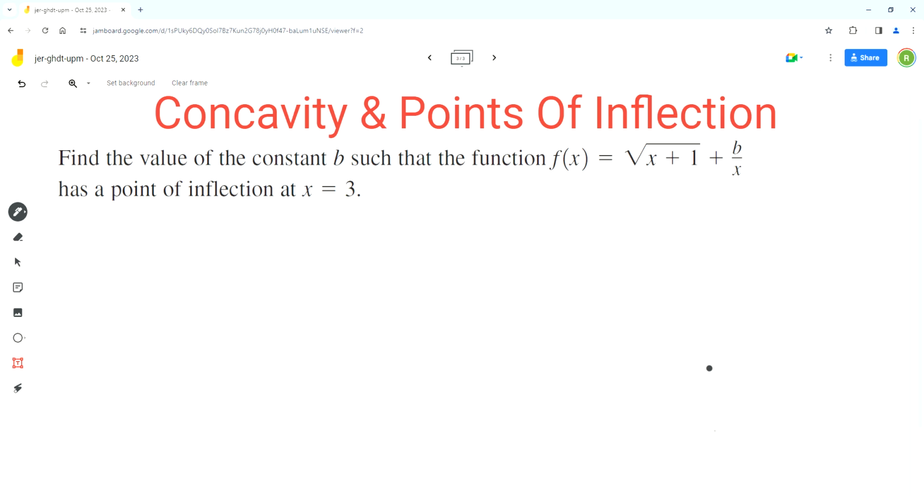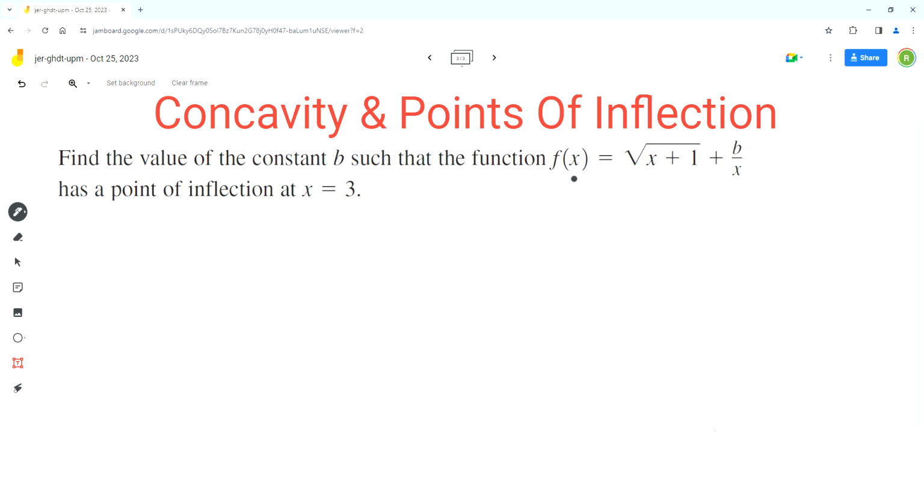So in this video, we'll solve this problem using the concepts of derivatives. As per the problem, find the value of the constant b such that the function f of x equals square root of x plus 1 plus b over x has a point of inflection at x equals 3. Now, at a point of inflection, the second derivative of the function is equal to 0. So we have to find the second derivative of this given function.